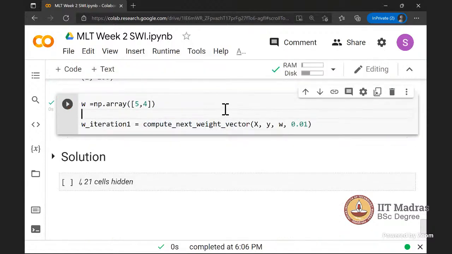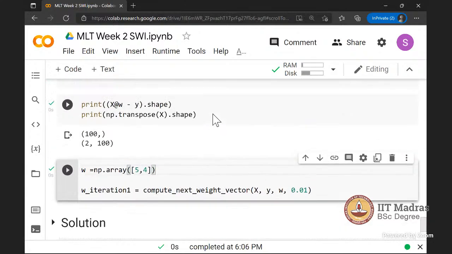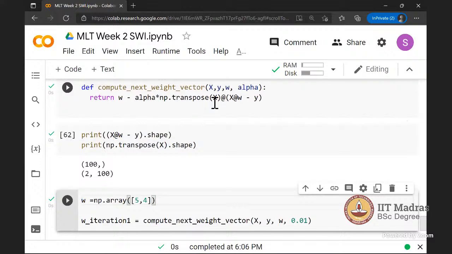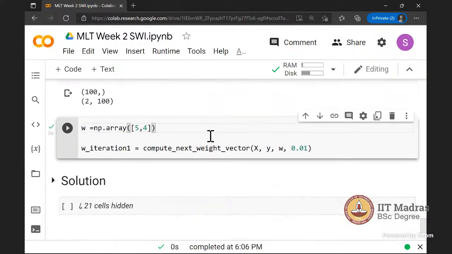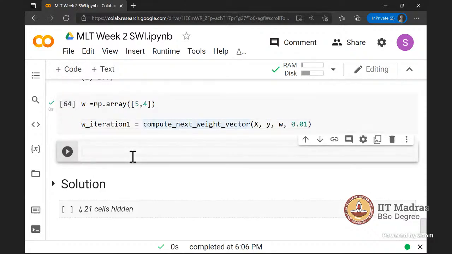This kind of thing happens a lot of times when you are working on some complex code. Even though this is not that difficult code to understand, things like this slip in. So now we have computed W underscore iteration 1. Let's compute the loss for both of these models.